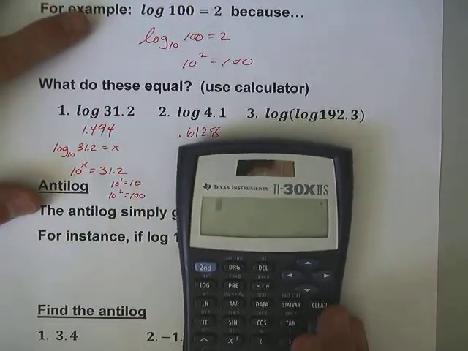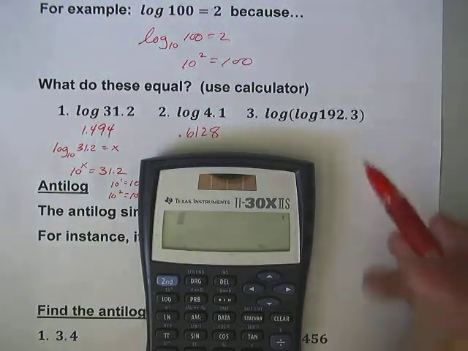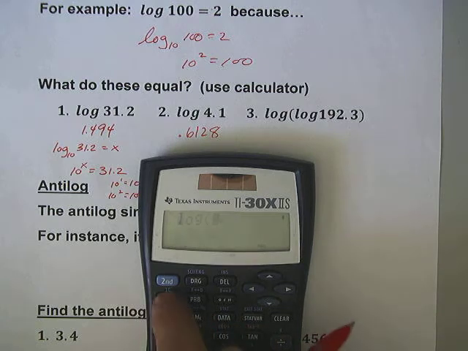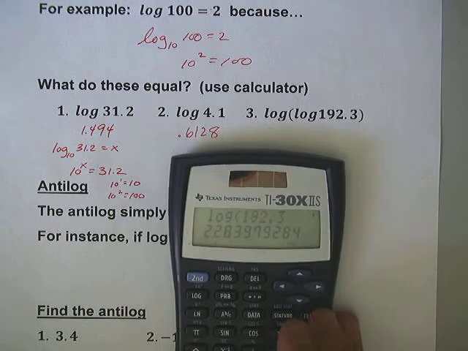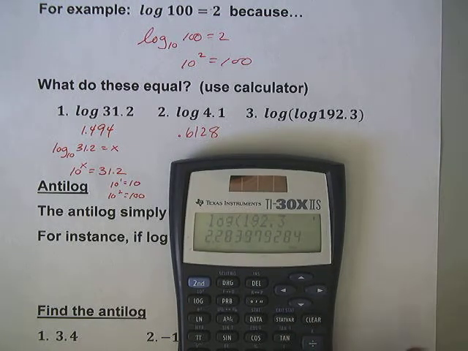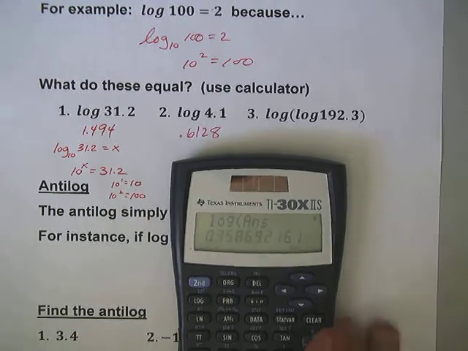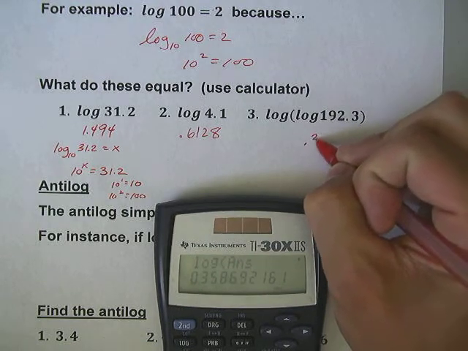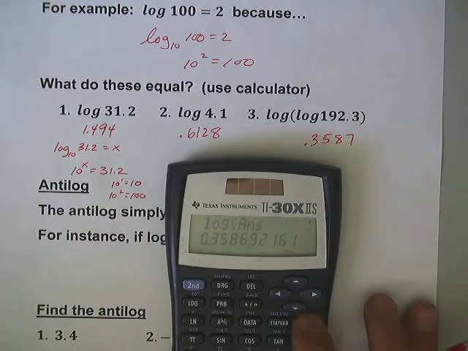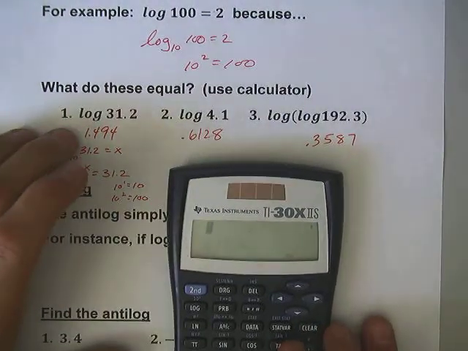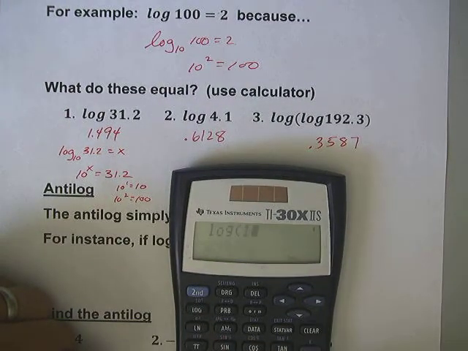Last one. As always, hit pause, see if you can do this one, but I'm going to give it a shot. So this is log of log 192.3. So let's see what we come up with. I'm going to do the inner one first. So log of 192.3. Okay, so I get 2.2, etc. Now I'm going to take the log of that. So I'm going to do log of the previous answer. So my answer is 0.3587.